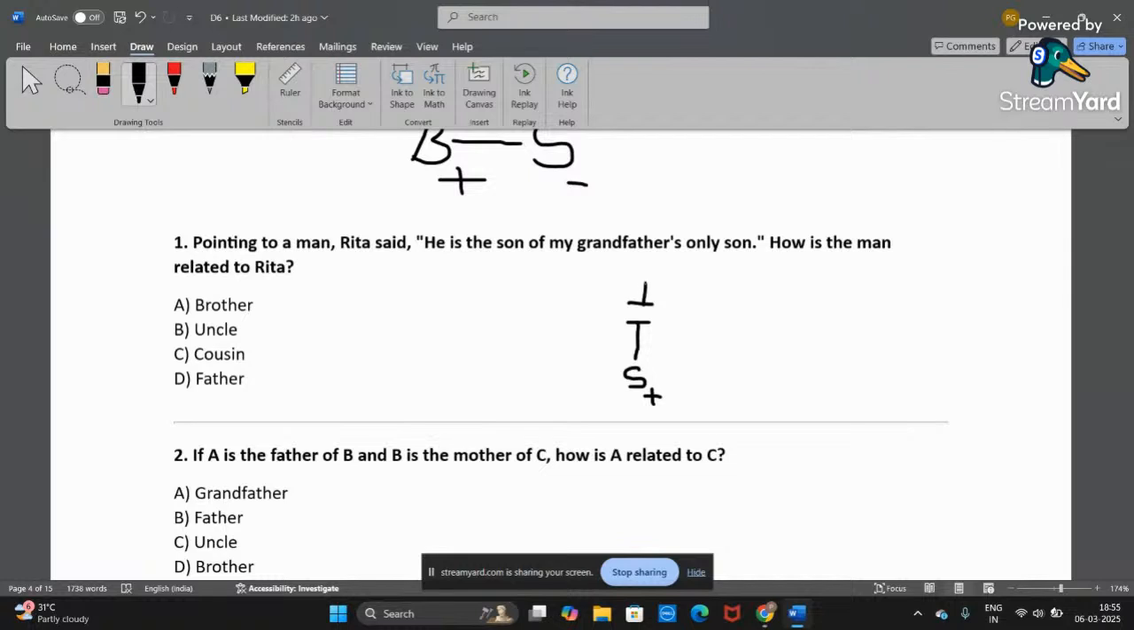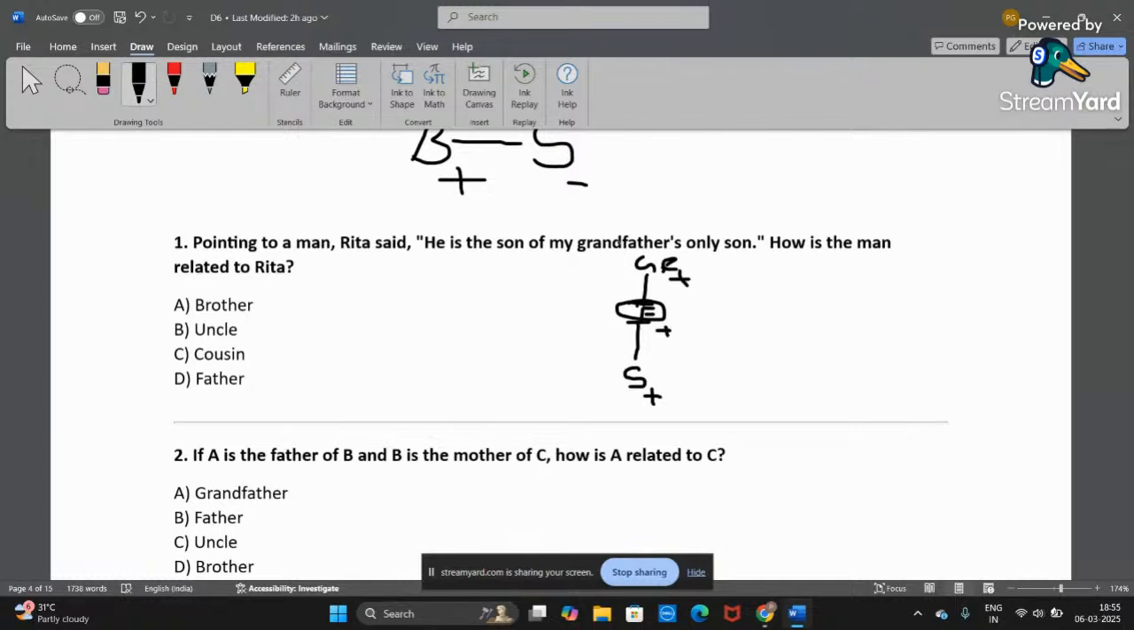Grandfather will be... here, let's keep it empty. So grandfather, GF. Grandfather is a man, so we're indicating with plus. Rita said, he is a son of my grandfather's only son. So your grandfather's son, let's write it as just F. F is male, so we're indicating with plus.